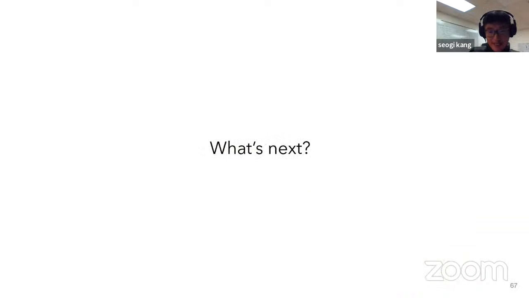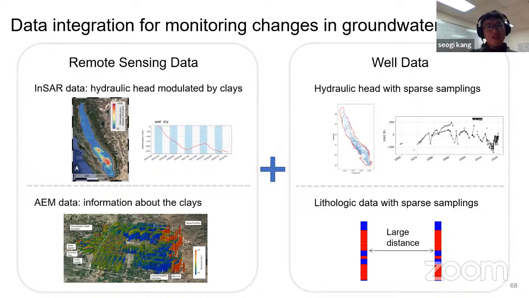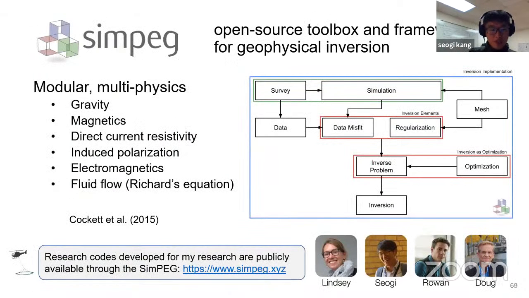And the question is, what's next? So obviously, we can integrate this remote sensing data. InSAR data provides hydraulic head modulated by clays, and AEM data provides information about the clays. We can integrate this in-situ well data, and at the end, we potentially want to obtain the monitoring of groundwater system with high spatial and temporal resolution.